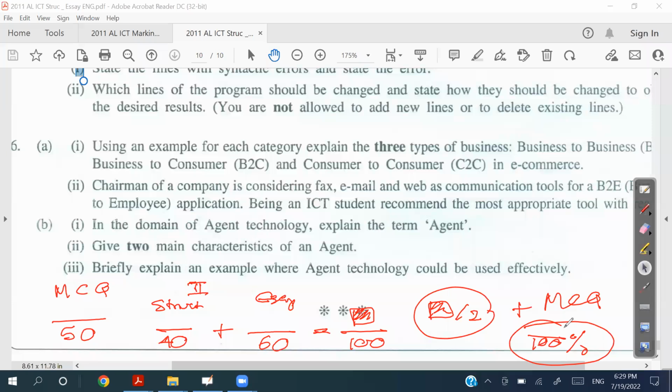And meanwhile, has everyone finished the 2012 paper? Hold on a minute, children.